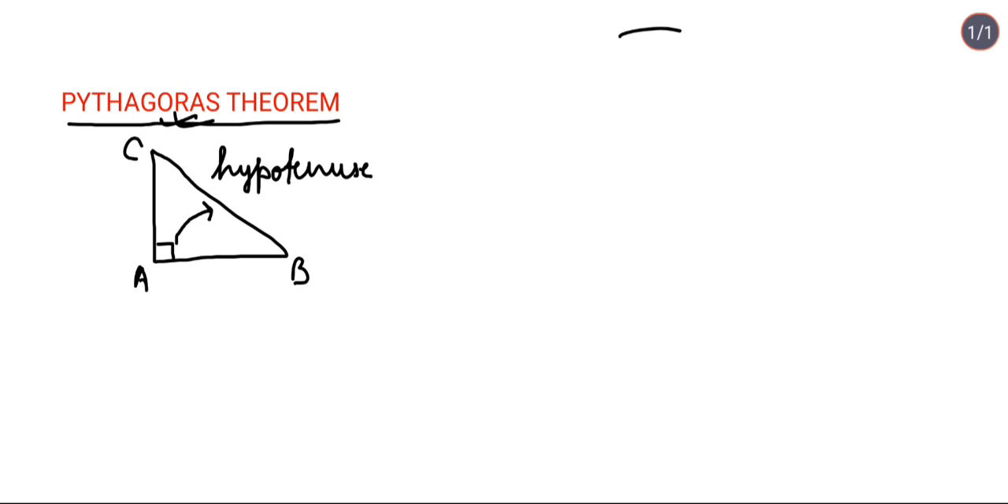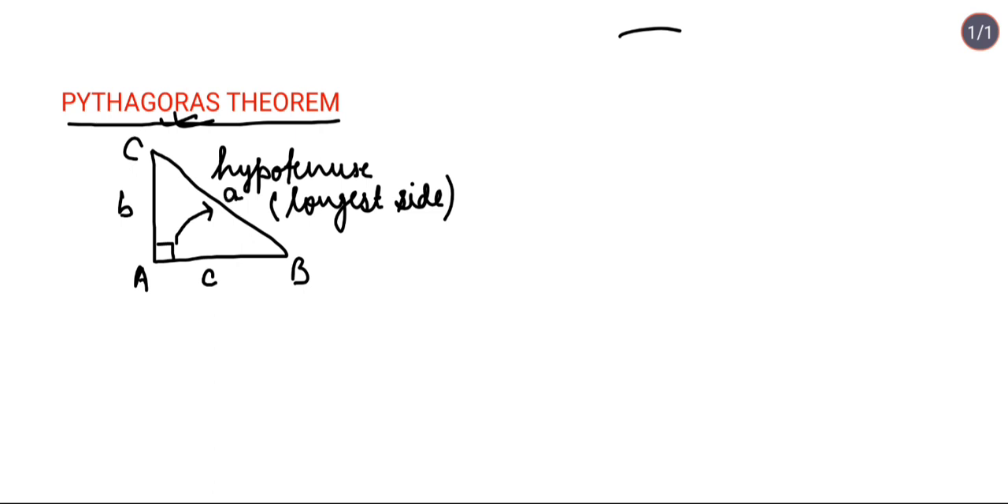Okay, and in a right angle triangle you will have to remember one thing, that the hypotenuse is always the longest side in the right angle triangle. Let us consider, students, the length of side AC is equal to small b. The length of AB is equal to small c, and the length of BC is equal to small a.